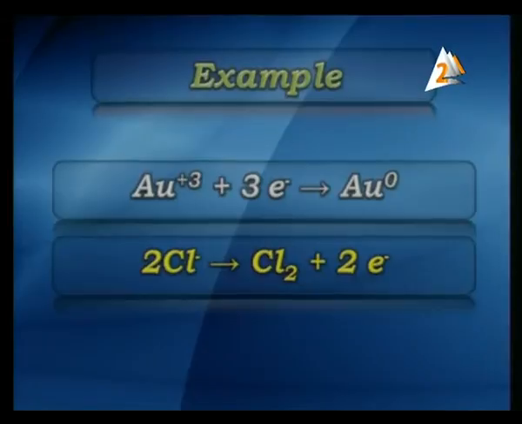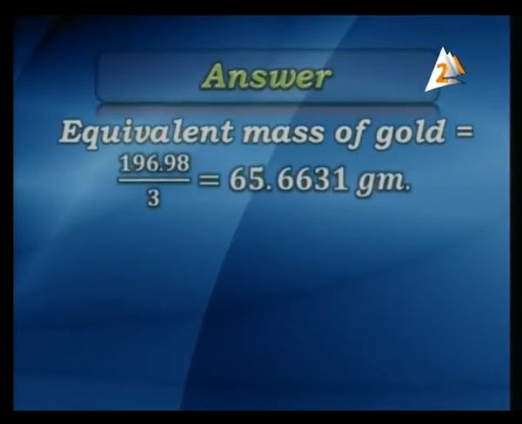What else is given? Directly, you must write that 1 equivalent of gold equals 196.98 divided by 3. What is meant by this 3, especially? It means the valency of the gold. It is positive 3.